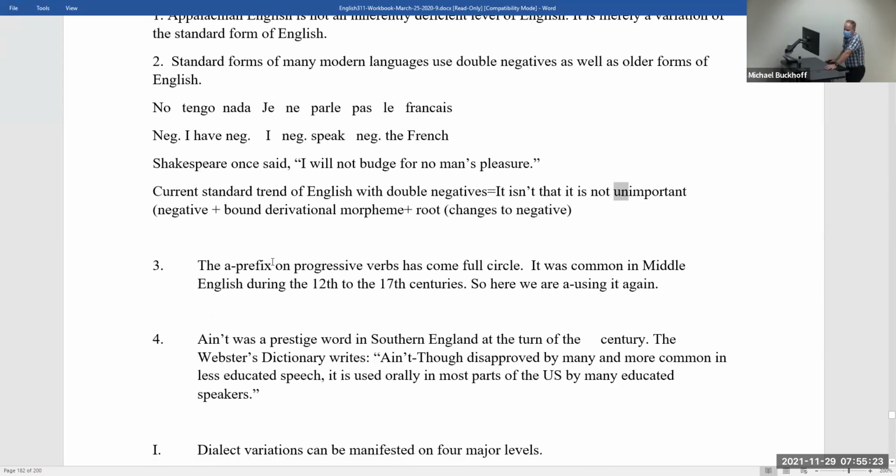Number 3, the a- prefix on progressive verbs has come full circle. It was common in Middle English during the 12th to 17th century. So here we are using it again. It is common in Appalachian English to say "I am a-going to the store" or something. They'll put the a in front of it, and we've done it in the past. Ain't was a prestige word in Southern England at the turn of the century. Webster's dictionary says ain't, though disapproved by many and more common in less educated speech, is used orally in most parts of the US by many educated speakers. You'll hear people use it to make a point. They'll say, I ain't, we ain't.